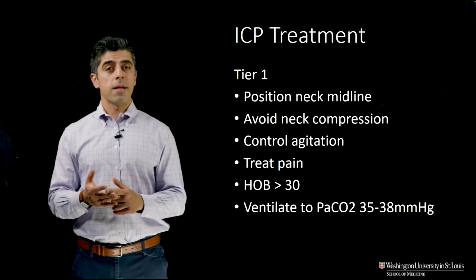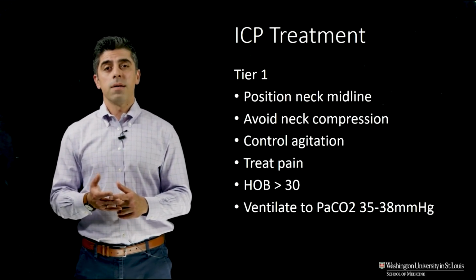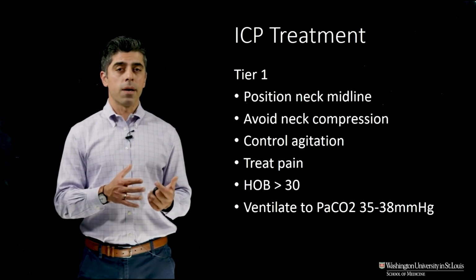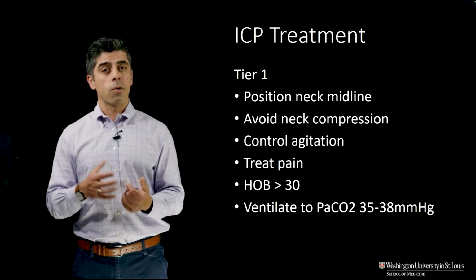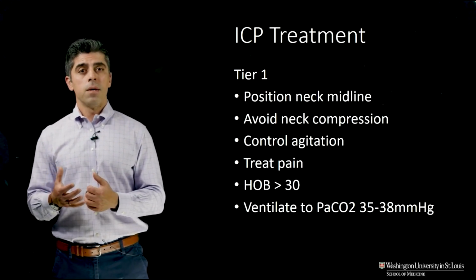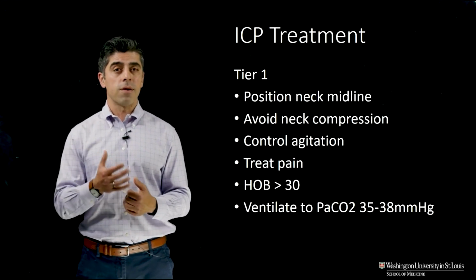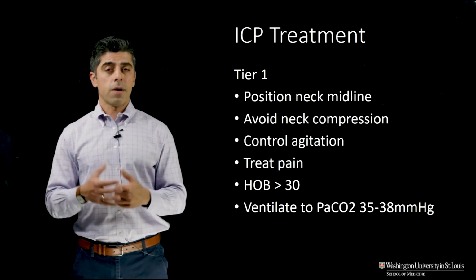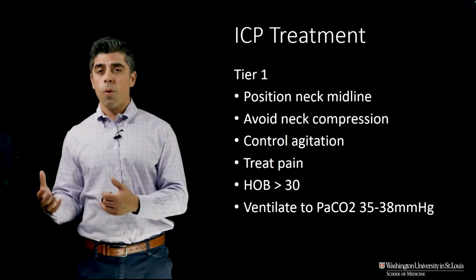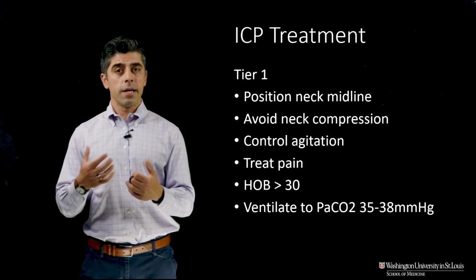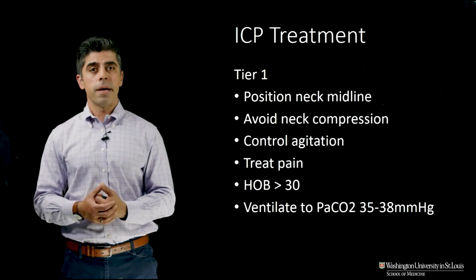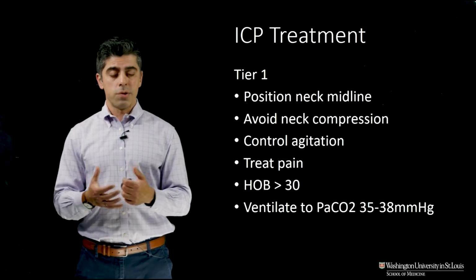And then you want to make sure the head of the bed is greater than 30 degrees and avoid hypercapnia. So in Tier 1 strategies, we may not be aggressively hyperventilating the patient, but you can make sure that the PaCO2 is between 35 and 38. These are common things that we'll do in the emergency room or during admission to the ICU to ensure that we're appropriately making sure ICP is controlled and treated.